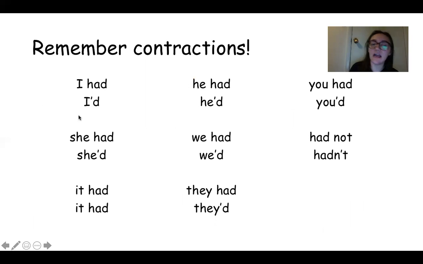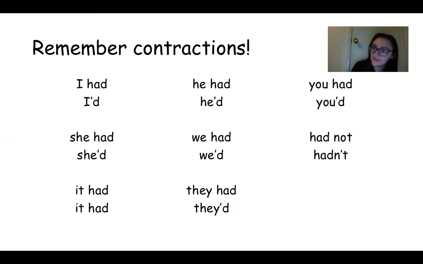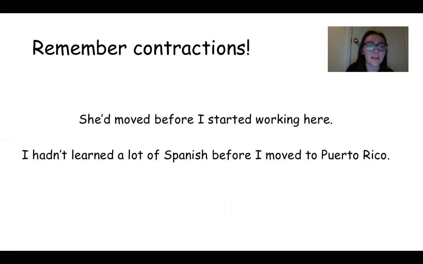I had is I'd. She had is she'd. It had doesn't become it'd in English. So this is like the only contraction with it that you don't squish together. You always will just say it had. He had is he'd. We had is we'd. They had is they'd. You had is you'd. Had not is hadn't. And that's the contractions for past perfect tense.